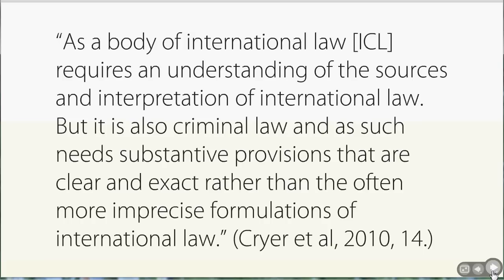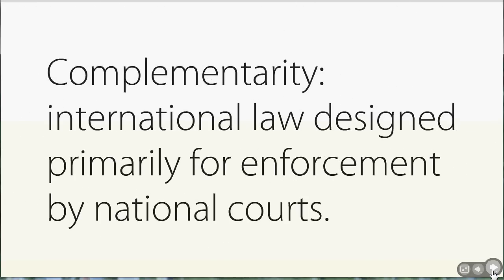Also, a fundamental concept in international criminal law is complementarity. International criminal law will never primarily be enforced by international courts. There aren't enough, and they don't have the capacity to prosecute everyone ever suspected of a war crime. So it's a branch of international law which is designed primarily for enforcement by international courts. It ultimately relies on national courts in order to enforce it.